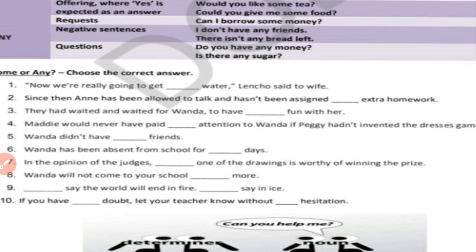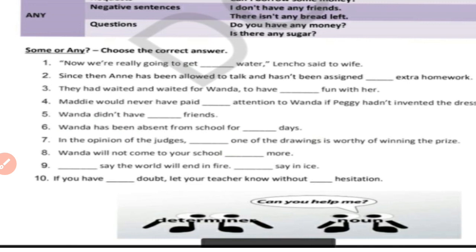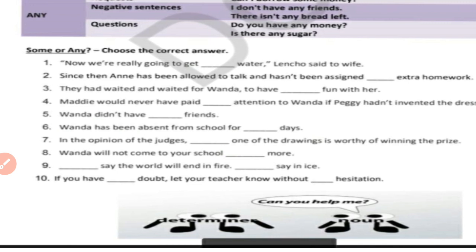The fourth one is, Maddie would never have paid any attention to Wanda if Peggy hadn't invented the dresses game. Never shows a negative sense, so which determiner will be used here? Any. Next, the fifth one: Wanda didn't have any friends, because it is a negative sentence, didn't. The sixth one: Wanda has been absent from school for some days. It is a simple sentence, so we use the determiner some.